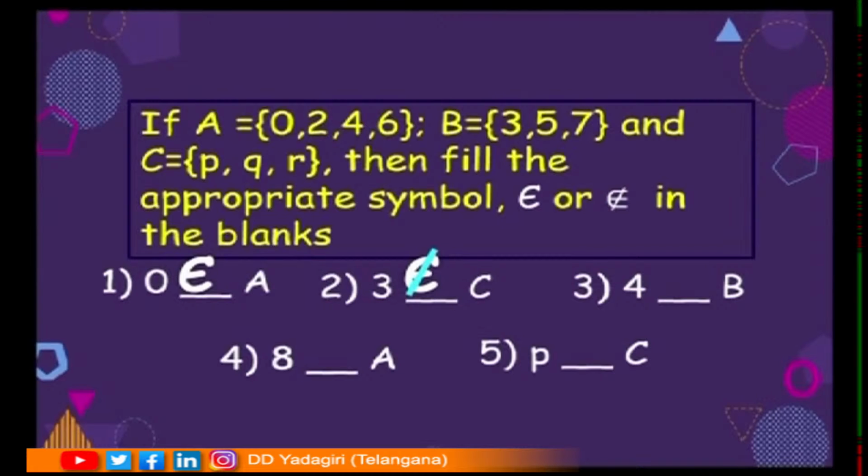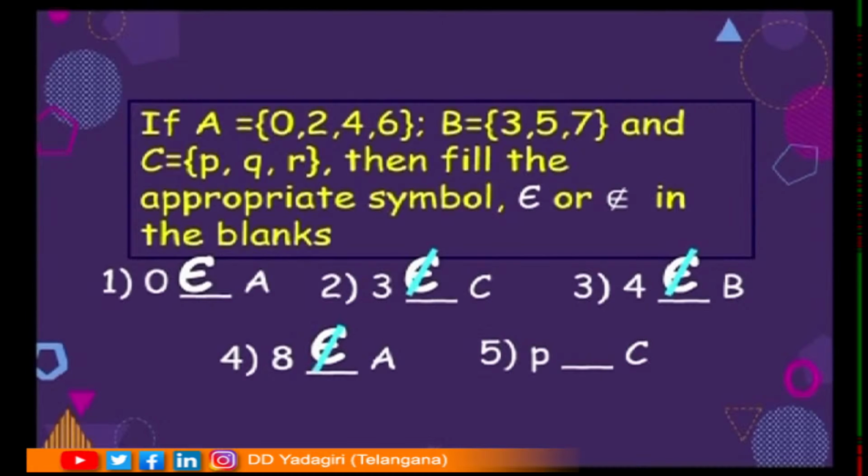Now, moving on to the third one, which is in between 4 and B. In B, what are the elements of B? 3, 5 and 7. We do not find 4 here. So, what are we going to write here? 4 and B. I use the symbol does not belong to. Now, coming to 8 and A, we observe that A has 0, 2, 4 and 6. Is 8 a part of this set? No. So, we will be using the symbol does not belong to.